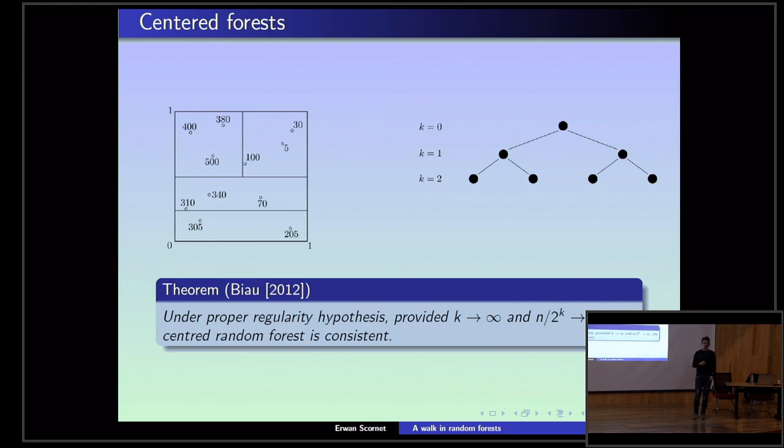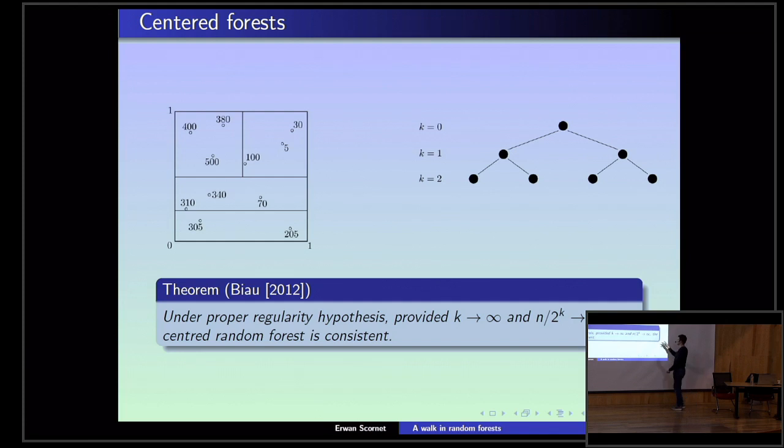So you have a theorem telling you that if you consider centered trees and you average centered trees, this forest is consistent provided two things. The first one is k tending to infinity, which says that when you increase the number of observations, the level of the tree must grow to infinity, which allows partitions where cells have a diameter which tends to 0. Because when you select a direction, you divide by 2 the diameter along this direction. On average, it's easy to see that the diameter goes to 0 when k tends to infinity. And the second assumption is that n over 2 power k tends to infinity.